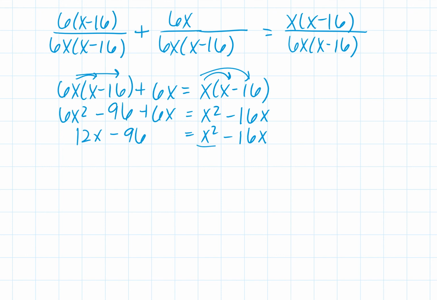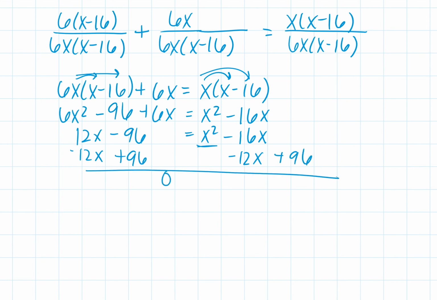I like to keep x squared positive, so let's leave that where it is. We'll move the other terms over. Now you have 0 equals x squared minus 28x plus 96.